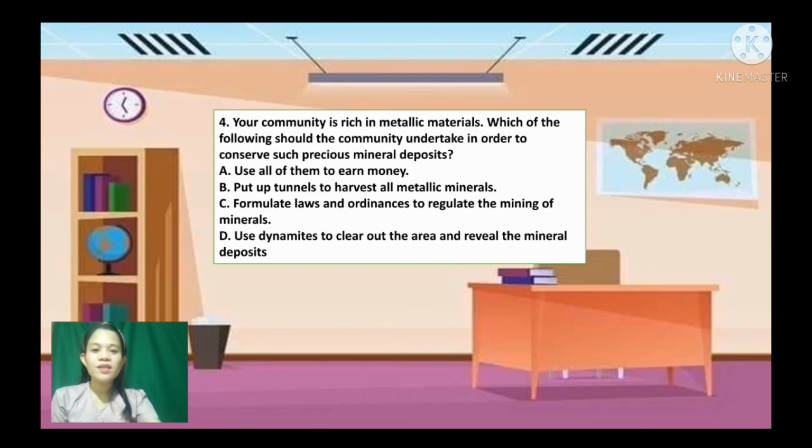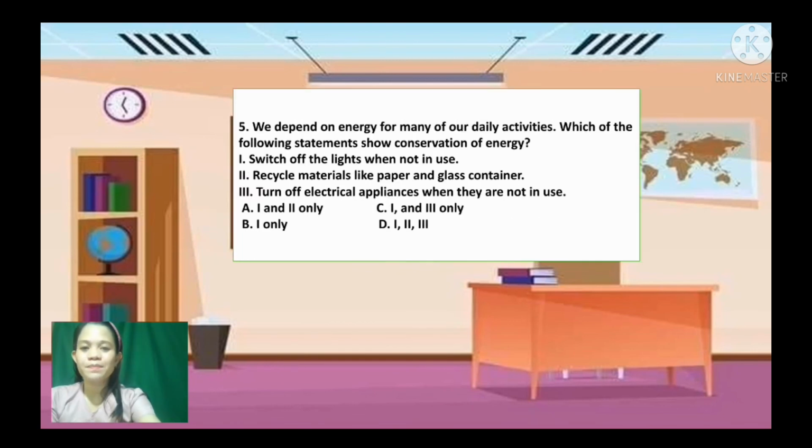Number 4. Your community is rich in metallic materials. Which of the following should the community undertake in order to conserve such precious mineral deposits? A. Use all of them to earn money. B. Put up tunnels to harvest all metallic minerals. C. Formulate laws and ordinances to regulate the mining of minerals. D. Use dynamite to clear out the area and reveal the mineral deposits.